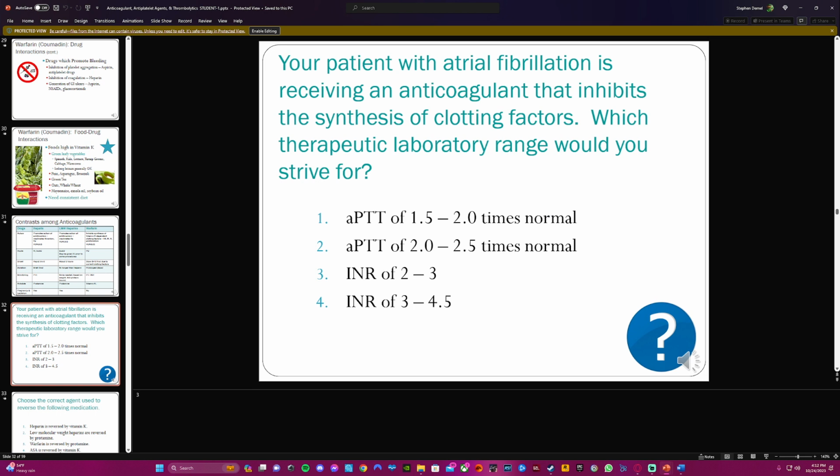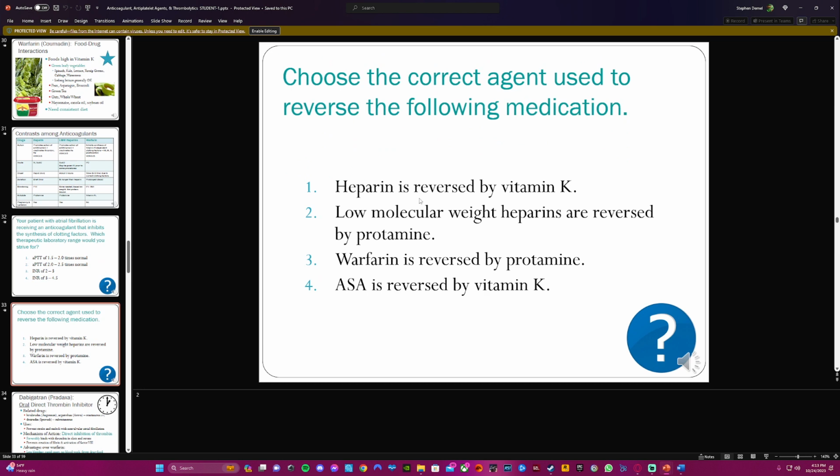Your patient with atrial fibrillation is receiving an anticoagulant that inhibits the synthesis of clotting factors, which therapeutic laboratory range would you strive for? You want to strive for an INR of 2 to 3. Choose the correct agent used to reverse the following medication. You want to choose a low molecular weight heparin because they are reversed by protamine.